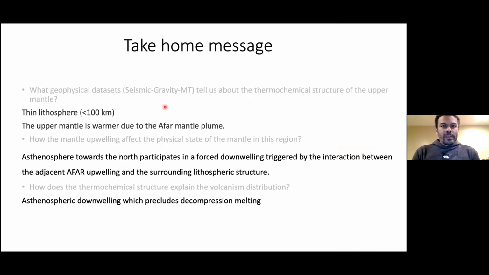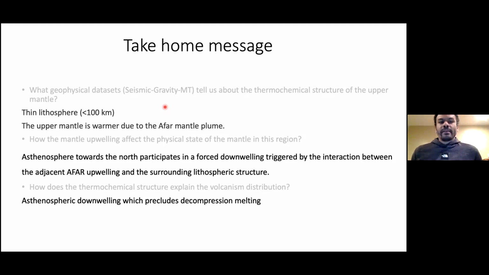So in terms of take-home message, from a data perspective, we show from this approach, combining different geophysical data sets, that we have a very thin lithosphere to the north of the Tanzanian craton, and the upper mantle is warmer, basically due to the Afar mantle plume. We also show from this approach, on this small scale and using a limited data set, that the asthenosphere controls this downforce and the absence of magmatism in the northern part of Tanzania.